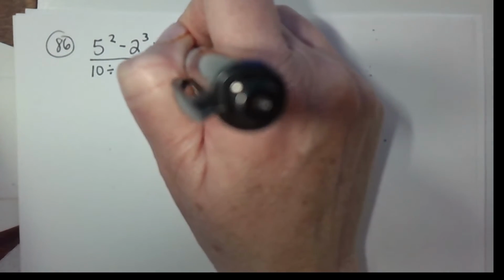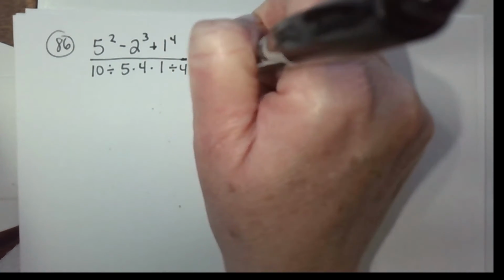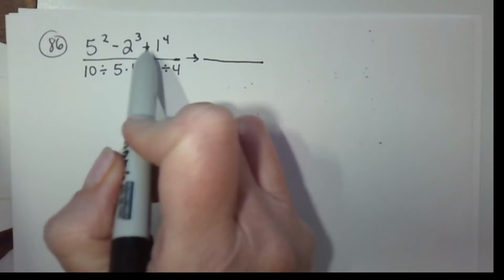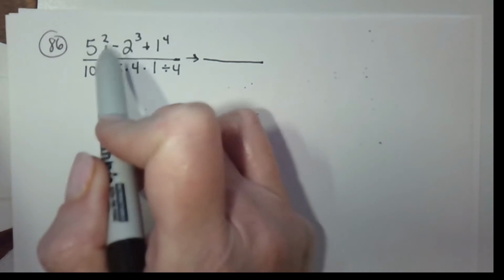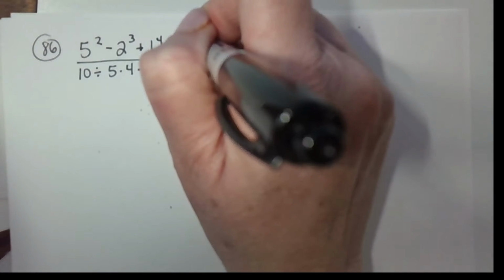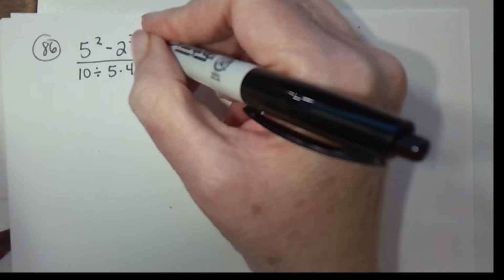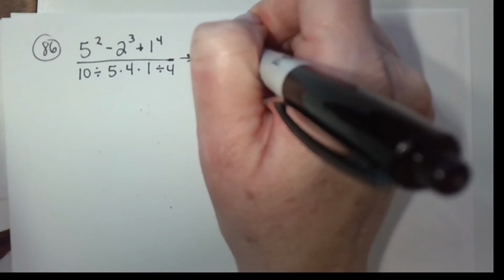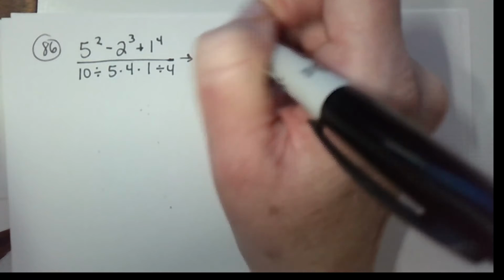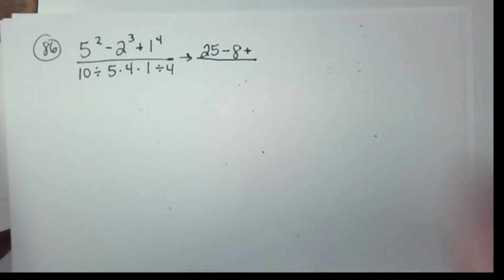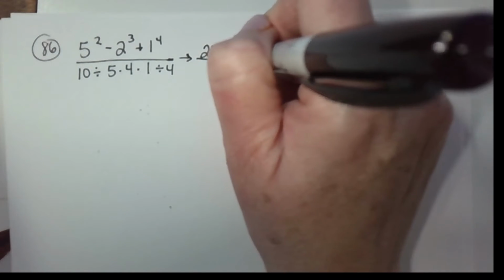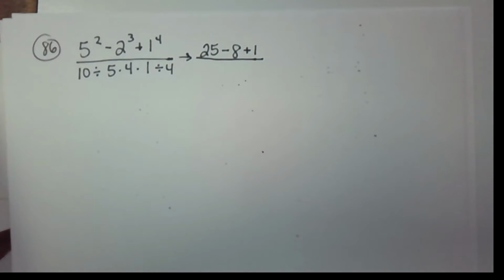So looking at only the numerator, I don't have any parentheses up here, but I do have exponents, so let's figure that out. 5 squared is 5 times 5 is 25. Minus 2 to the 3rd, that's 2 times 2 times 2, that's 8. Plus 1 to the 4th, it's 1 times 1 times 1 times 1, which is just 1. You could multiply 1 times itself 100 times, it's still 1.